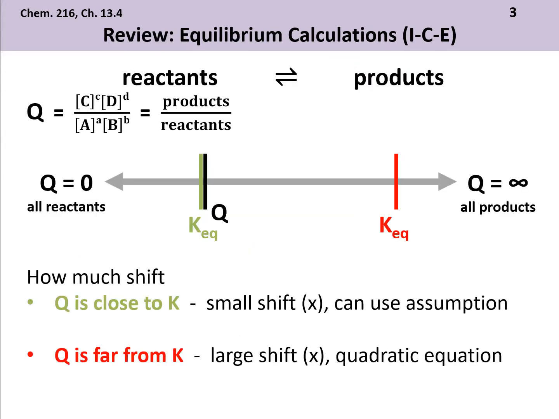The simple problems we were talking about are all when Q and K are very close to each other. What that means is it's a small shift between them. So if Q and K are really close, X is small, and therefore we can use this assumption. If Q and K are really different from each other, then it's a large shift, and that's when we have to use stuff like the quadratic equation that we'll go through today.